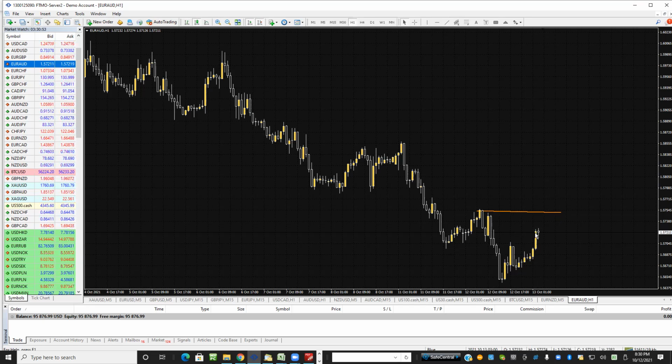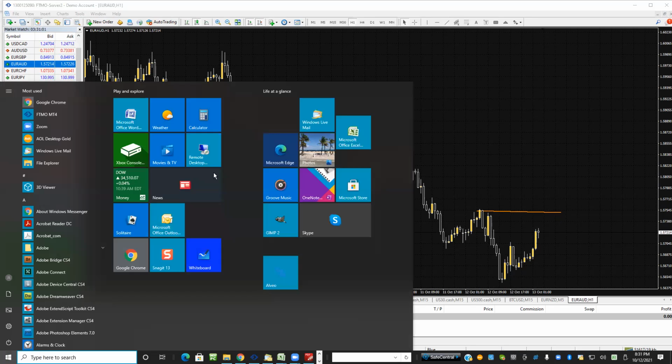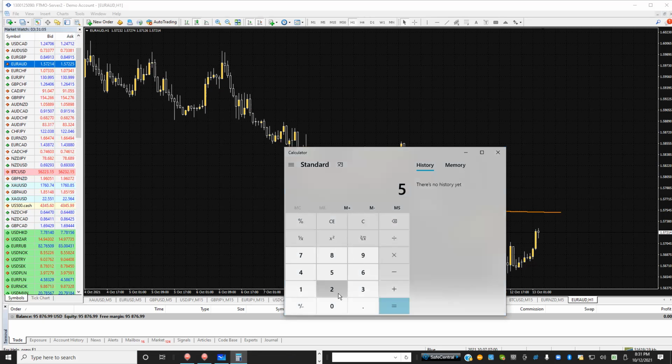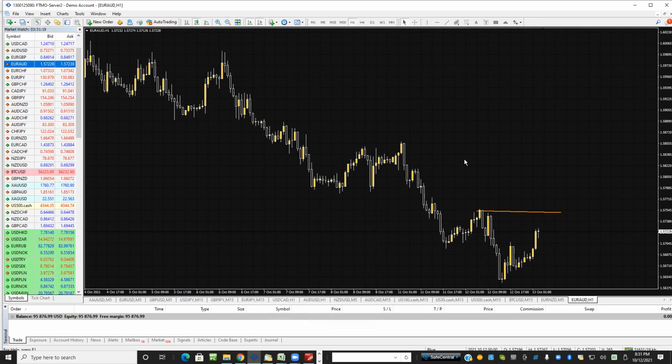So I have a 60 pip stop and I say, all right, I'm willing to risk $500. So then I go to my calculator and say 500, for me general is close enough, divided by 60. I would get in this trade at one lot.